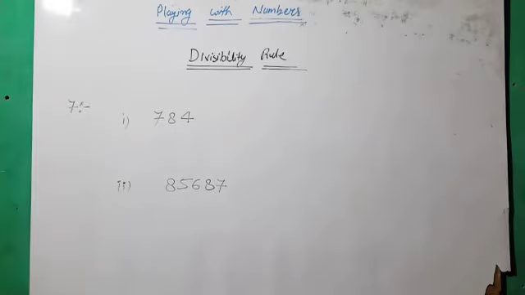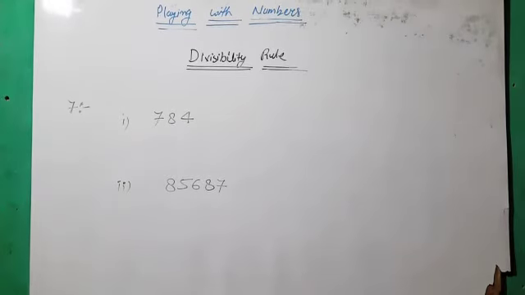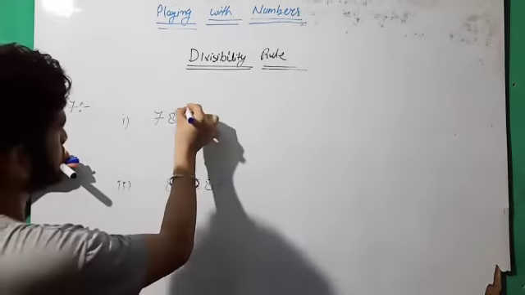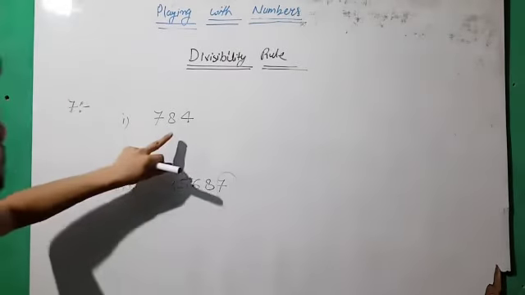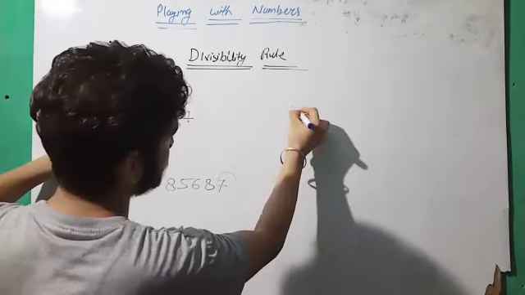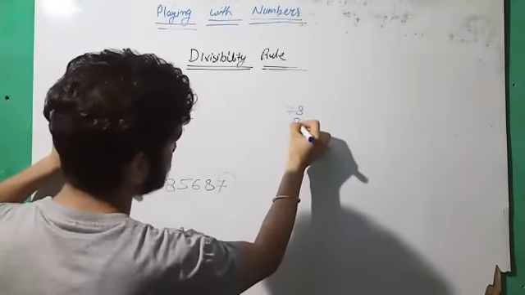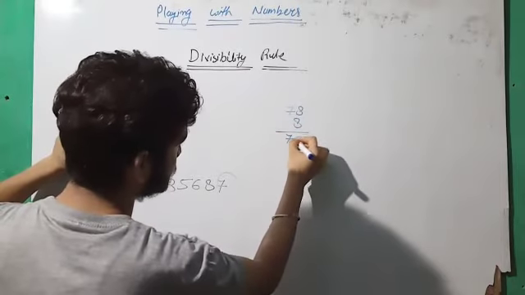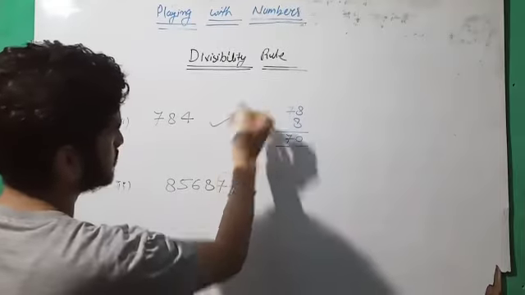Okay, now divisibility rule of 7. This is very, very important, and this is not in your book also. The definition is not so important, because how can we find out whether the number is divisible by 7 or not? First, double the unit digit, then the remaining part is 78. 78 minus double of the unit digit, that is 8, gives 70. If the remaining number is divisible by 7, then the number is divisible by 7.